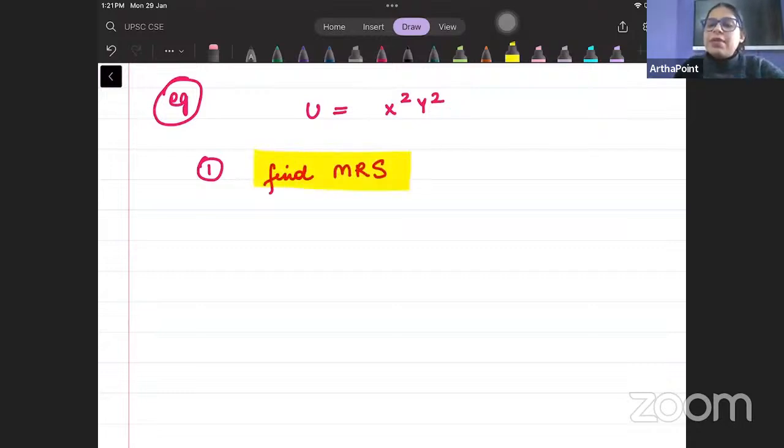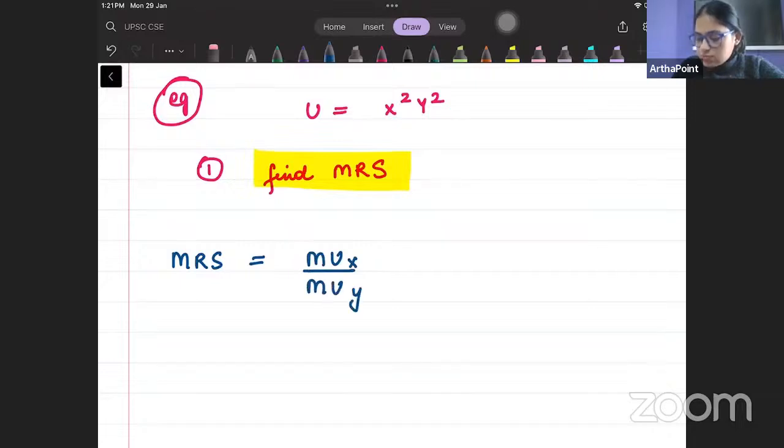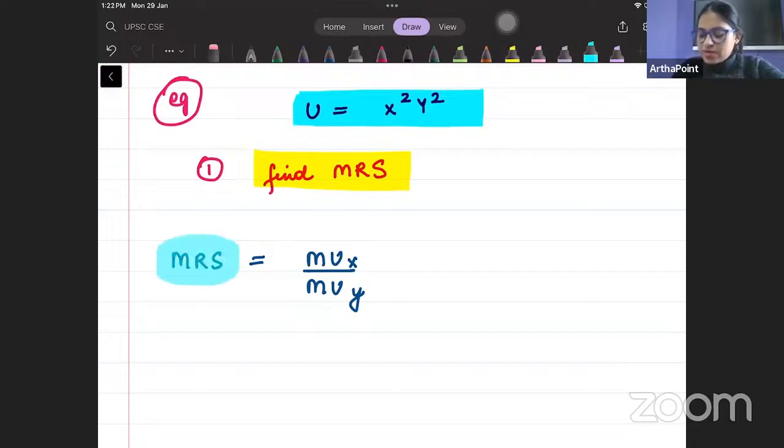How do we find MRS? MRS can be written as MUX by MUY. You will differentiate this function with respect to x. You will go ahead and differentiate this function with respect to y. And then that will give you MRS.